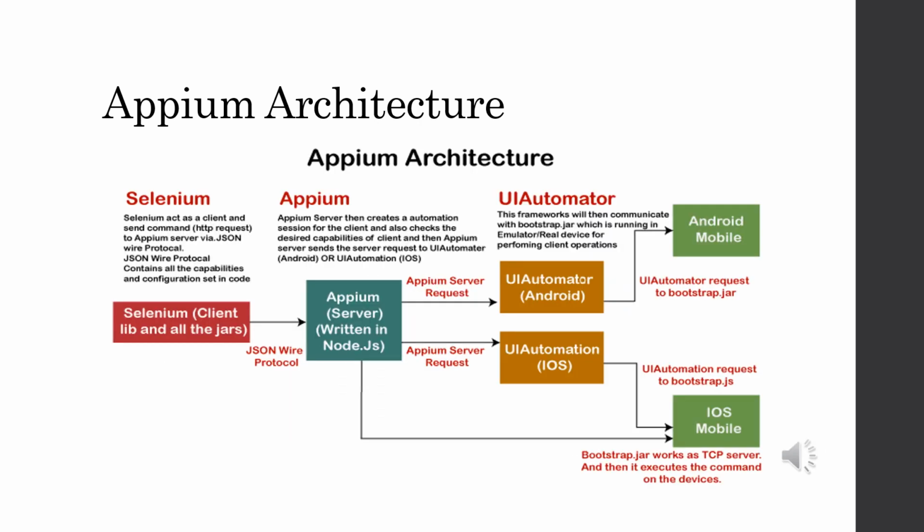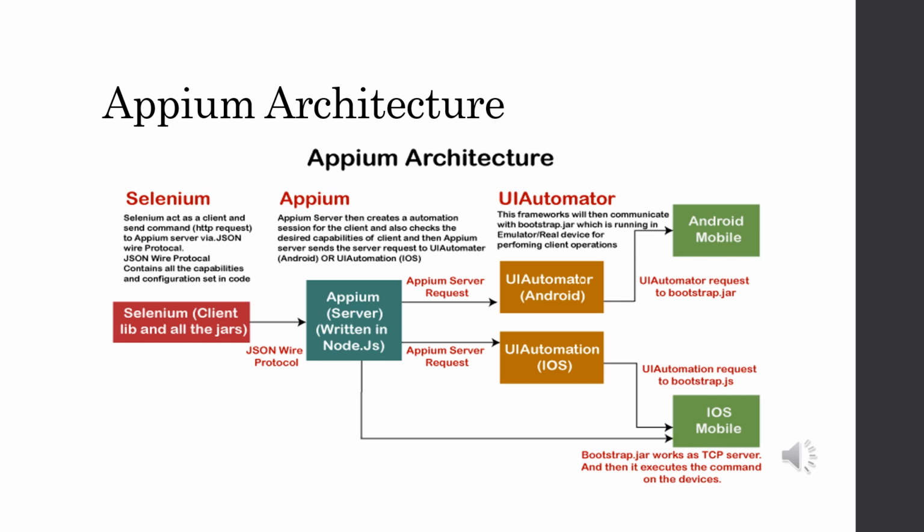How Selenium works with Appium is displayed here. We have a Selenium client library and all the jobs representing Selenium. We access a client and send commands as HTTP requests to the Appium server via the JSON wire protocol. The JSON wire protocol contains all the capabilities and configuration set in the code, which is then communicated to the Appium server. The Appium server is basically written in Node.js, but it supports all types of programming languages.